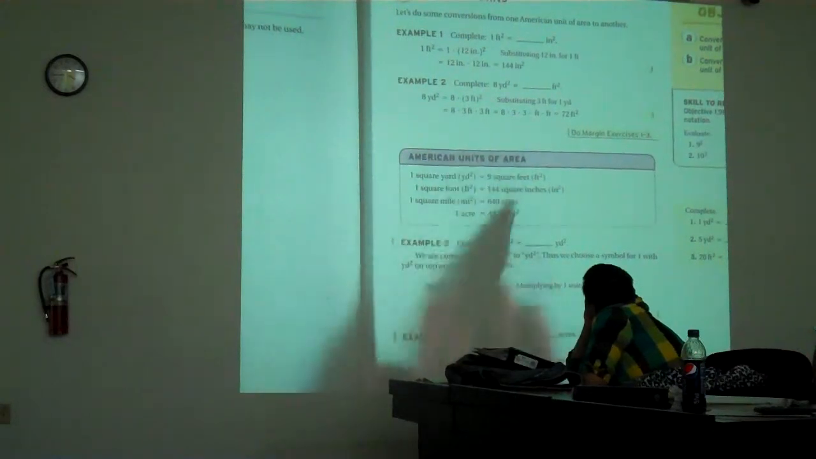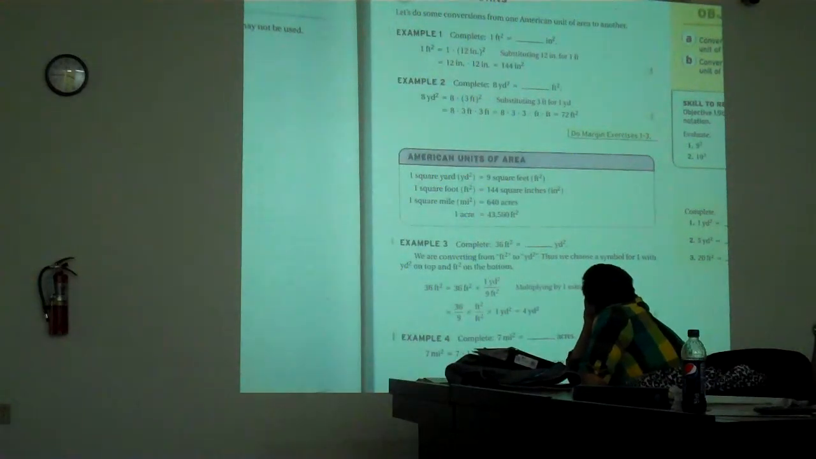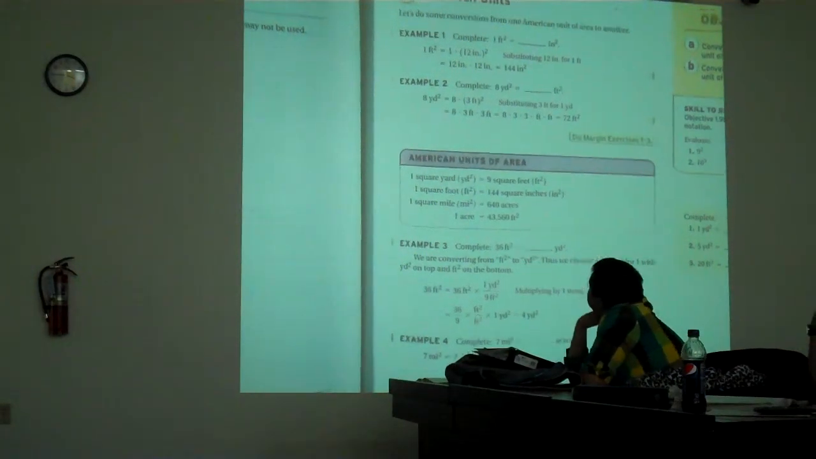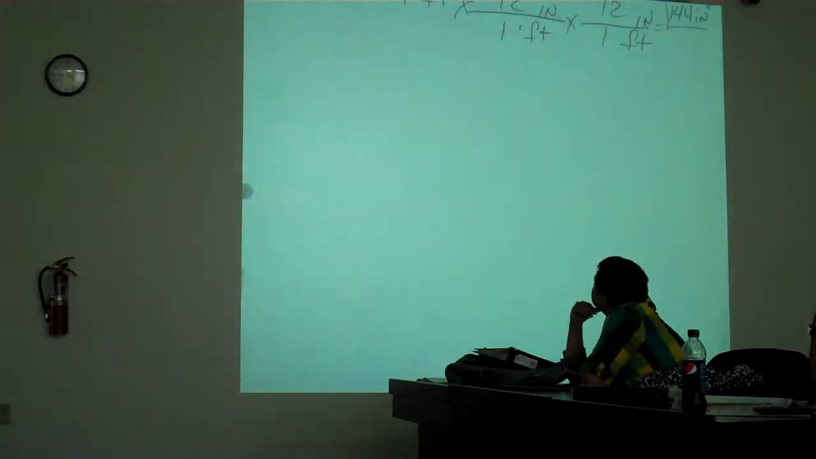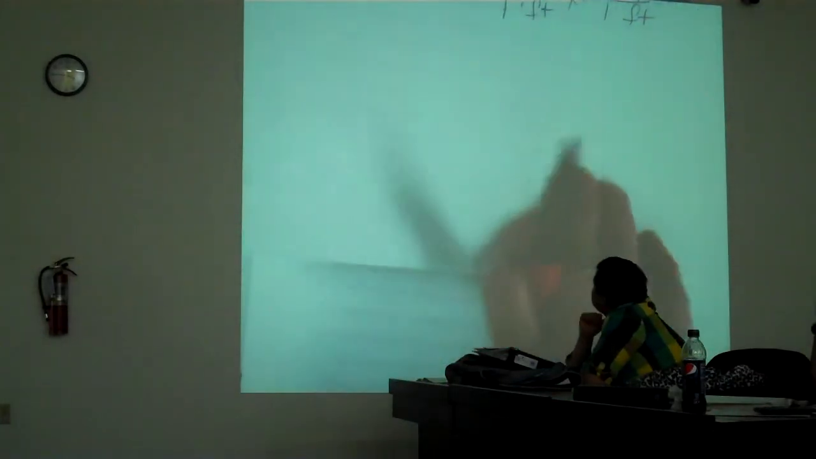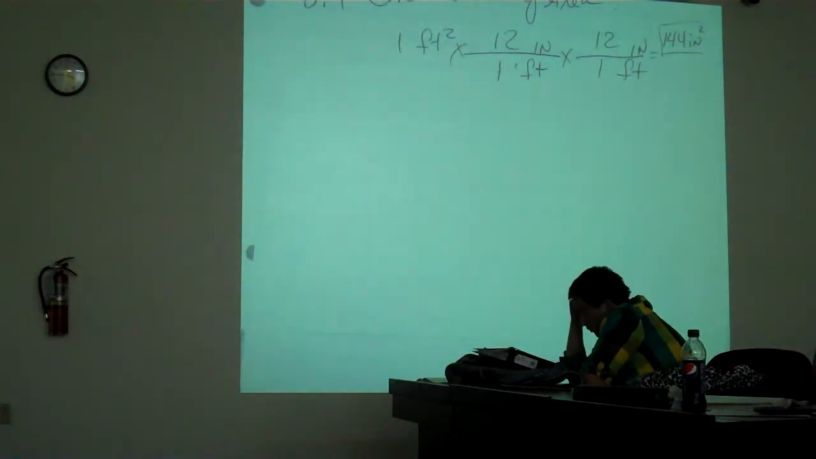But since you have this chart, that's going to save you from having to do it twice for every time you convert. Okay, so we're using that chart instead of doing it a million times each.